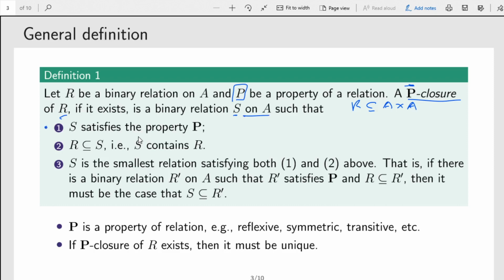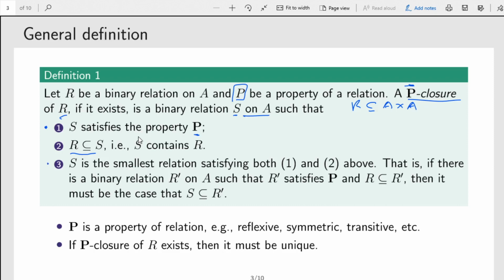First of all, the P closure of R, so S here, must satisfy the property P itself. So if P is reflexive, so we're talking about reflexive closure, then the reflexive closure of a relation must be reflexive. And then the relation R is contained in S, so it's a subset of S. That is, every relation is contained by its P closure.